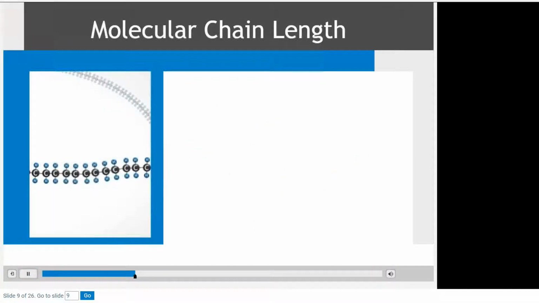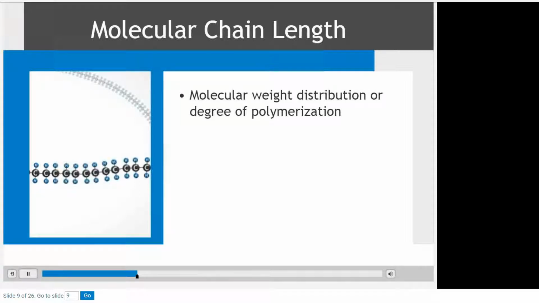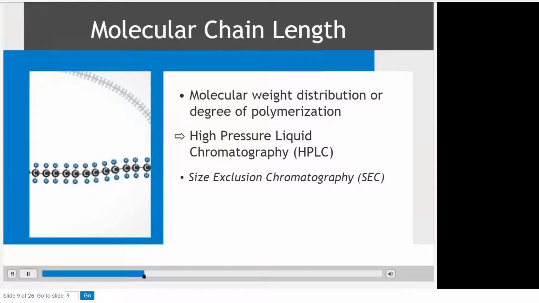So how do we determine the length of the molecules? Determining the molecular weight distribution, or the degree of polymerization, is one way. The most common technique for measuring molecular mass is a variant of high-pressure liquid chromatography, HPLC, known by the interchangeable terms of size exclusion chromatography, SEC, and gel permeation chromatography, GPC.